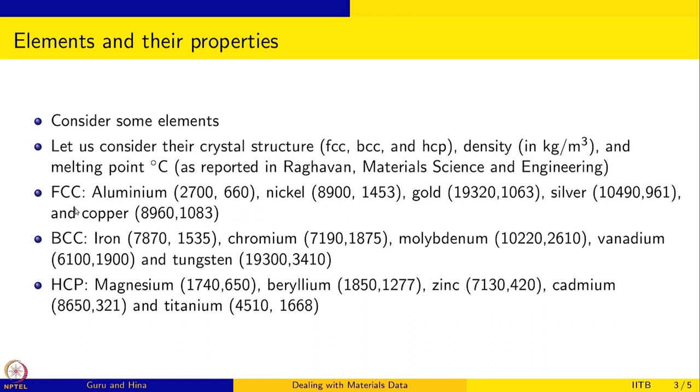For FCC we have chosen aluminum, nickel, gold, silver and copper, and the two numbers are the densities and melting points respectively. For BCC we are going to consider iron, chromium, molybdenum, vanadium and tungsten, and for HCP magnesium, beryllium, zinc, cadmium and titanium. So, this is the data, and we want to enter this data and work with it and plot it and so on and so forth.